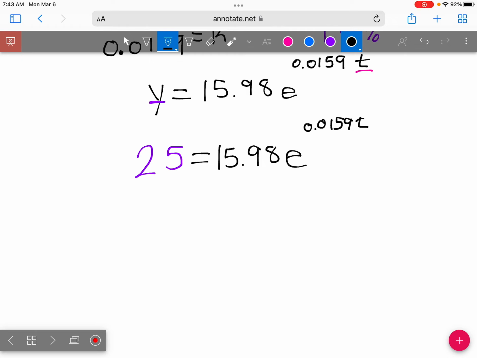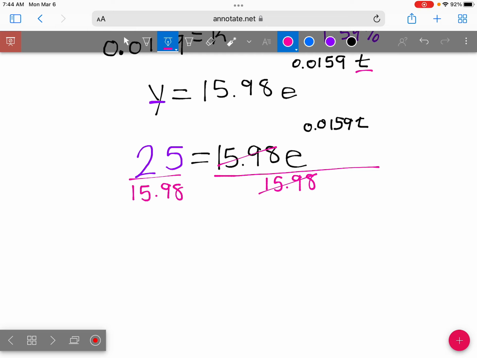What do we do here? I want to find t. t is in my exponent. What do we do first? Divide by... Yes. We're going to divide both sides by the 15.98. That'll get this guy to cancel out with that. Whatever I do over here, I do over here.